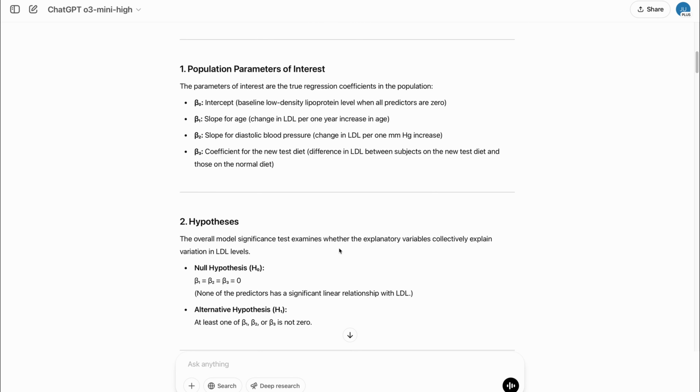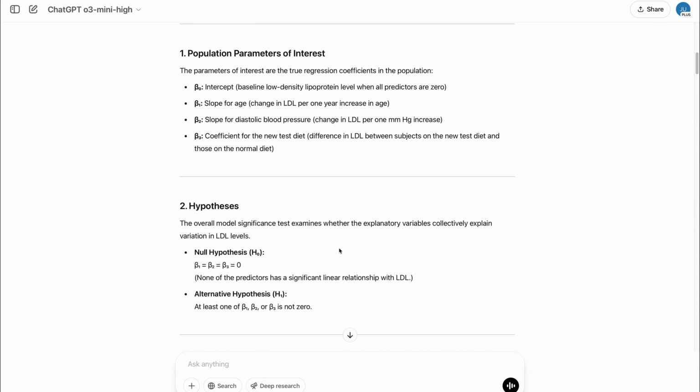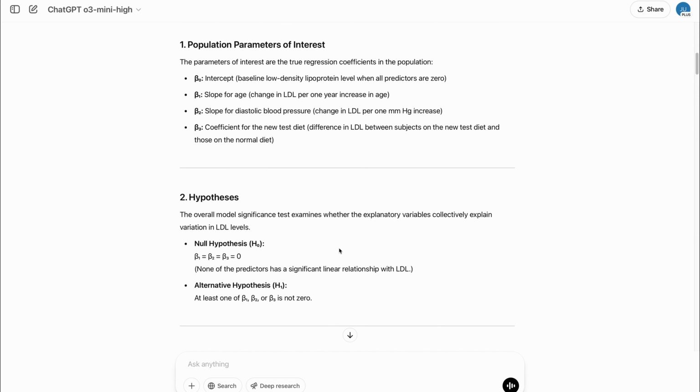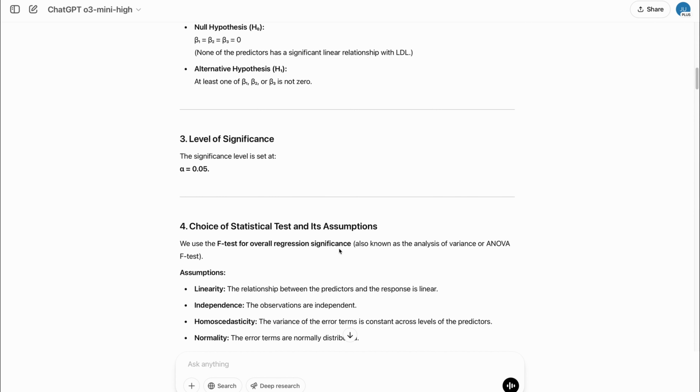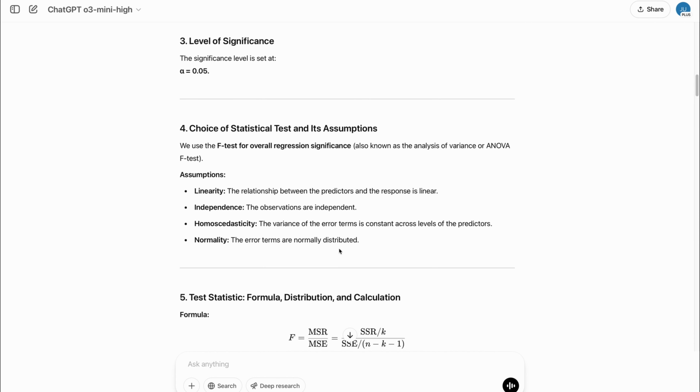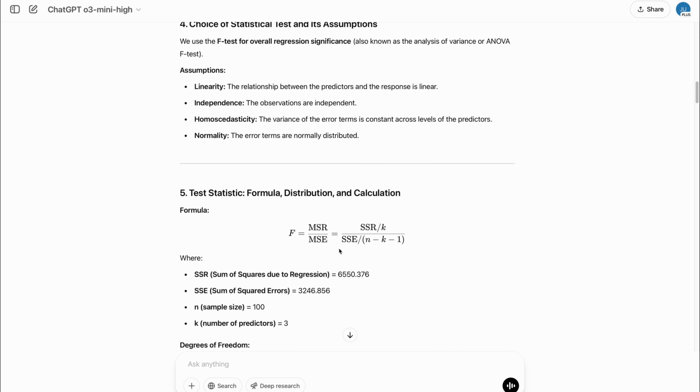So it thought for a while, and we see the population parameters there as we expect, beta sub 0 through beta sub 3. And without the hats, remember these are population parameters, and they are described there. It's those, the intercept and the 3 slopes. We see our null hypothesis that all these values are 0, all 3 slopes. Alternative hypothesis that at least one of them is not 0. We see a significance level of 0.05. We see that we can use an F-test for overall regression significance, also known as analysis of variance, the ANOVA or F-test. We have our assumptions there that I mentioned: linearity, independence, homoscedasticity, and normality.